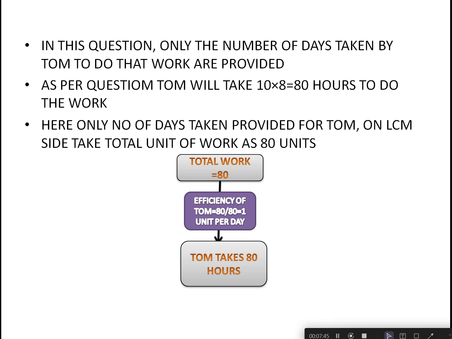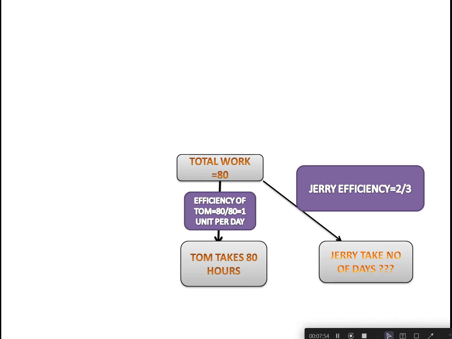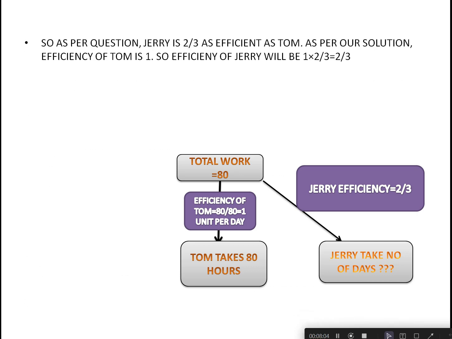So here only the number of days taken is provided for Tom. On the LCM side, take the total unit of work as 80 units. So here we find out the efficiency of Tom is equal to 1. As per the question, Jerry is 2/3 as efficient as Tom. As per our consideration, the efficiency of Tom is 1.